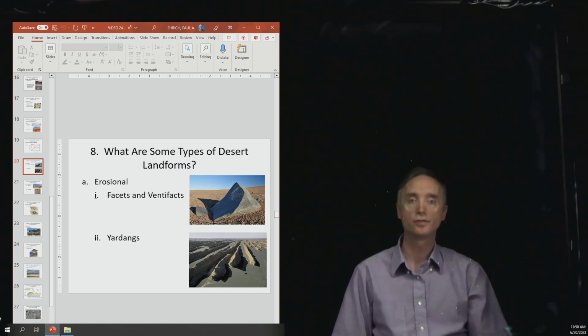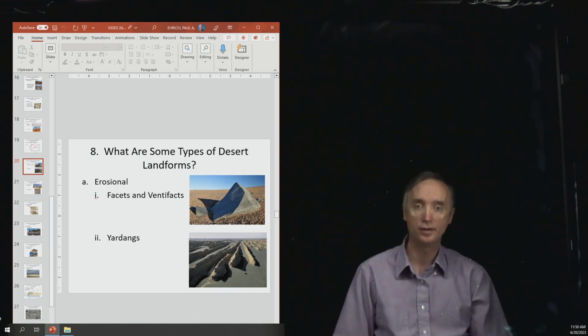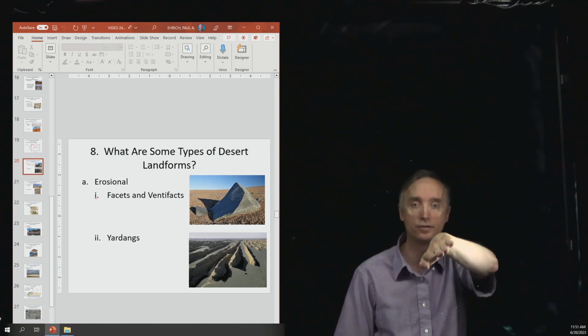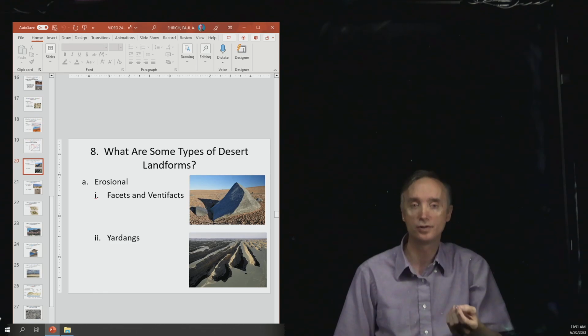Okay, so what are some different types of desert landforms? So you could have landforms that are caused by erosion. And so the top picture there is of a ventifact, and you'll notice that on one side of it, it has a facet. So it's been carved by the impact of sand hitting that thing. And so one thing that geologists can learn by finding these things out in the desert is the direction of the prevailing wind.